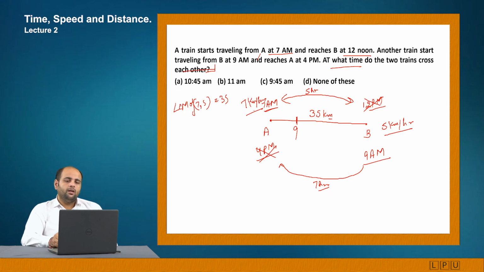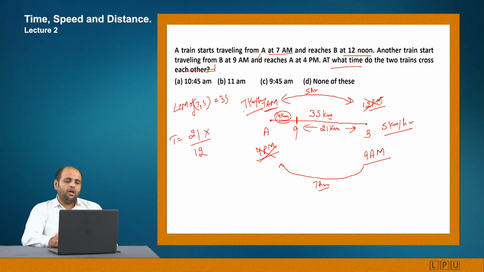As we know that the speed is 7 kilometer per hour, the distance traveled in 2 hours will be 14 kilometer. So 14 kilometer already traveled, total is 35. What will be the remaining? The remaining distance will be 21 kilometer. Now apply the formula for the time. Time is equal to distance, which is 21, divided by the relative speed. The addition of both the speeds, 7 and 5, that will be 12.